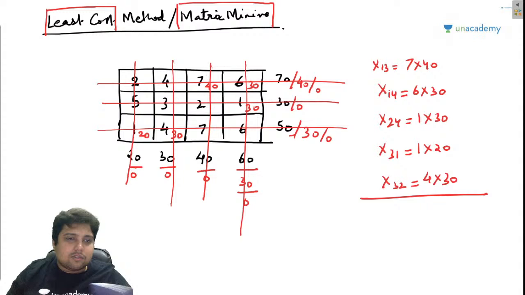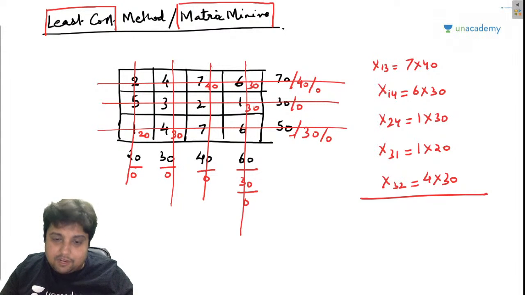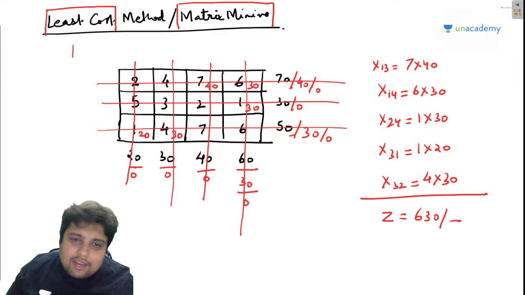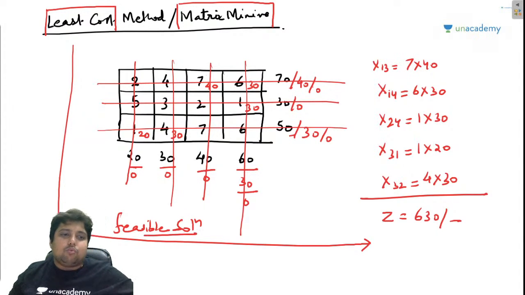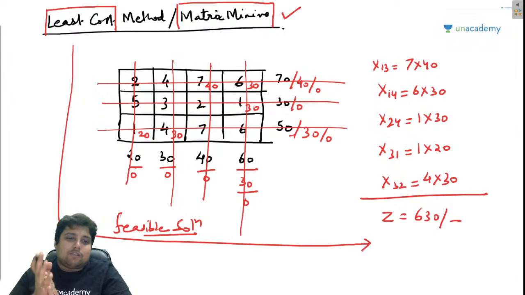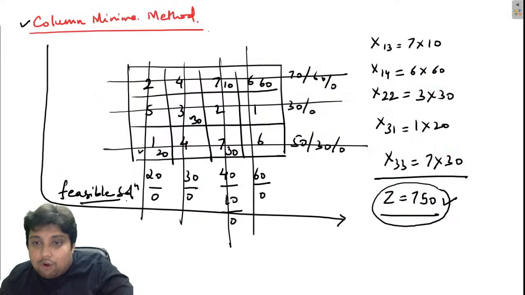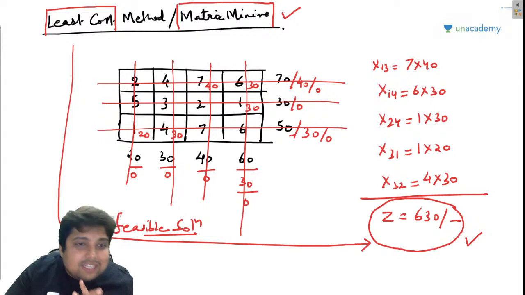So let us just add this up: 7 into 40 plus 6 into 30 plus 1 into 30 plus 1 into 20 plus 4 into 30. So the total is coming out as 630. Guys, please verify. So the feasible solution that we are obtaining using the least cost method or the matrix minima method is 630, which is the least up to this point. We have got 650, we have got 750, and now we have obtained 630, which is the least up until this point.